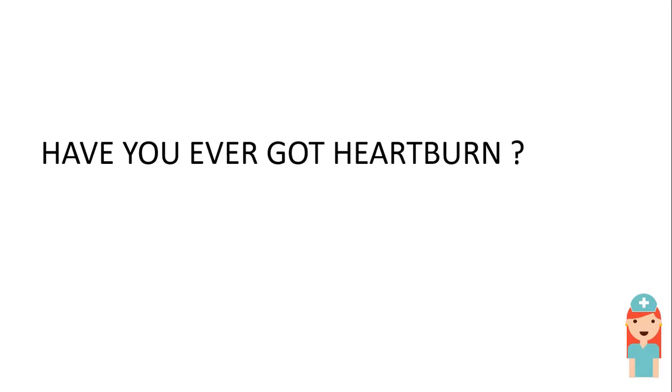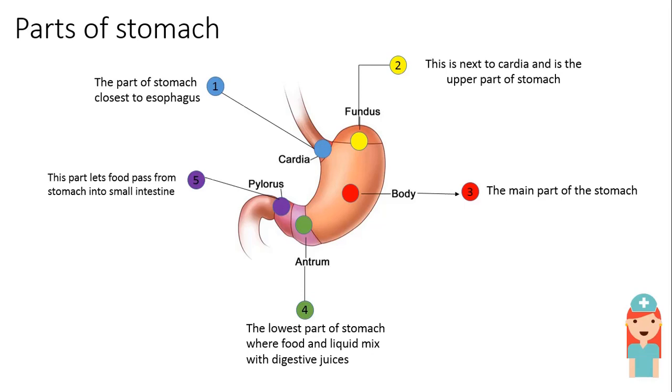Digestive juices coat the food and liquid and break them down so they can continue their journey through the body. But before we continue along our journey, we need to talk a little more about the stomach, a single organ that has five different parts.